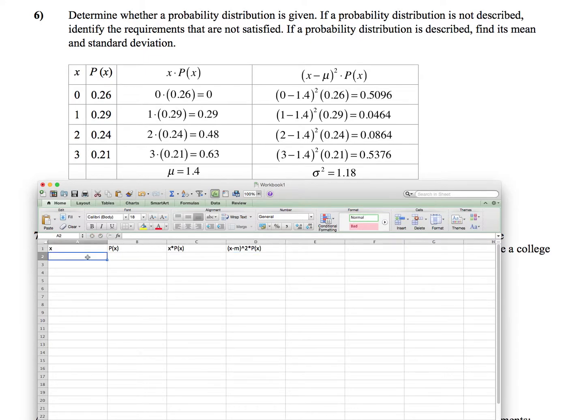It's also what is shown on your calculator when you enter in multiplication. And now here's all the random variables under the X. So that first row is just labels. So I type 0, 1, 2, 3. Okay, and then the probabilities for each of those are 0.26, 0.29, 0.24, and 0.21.